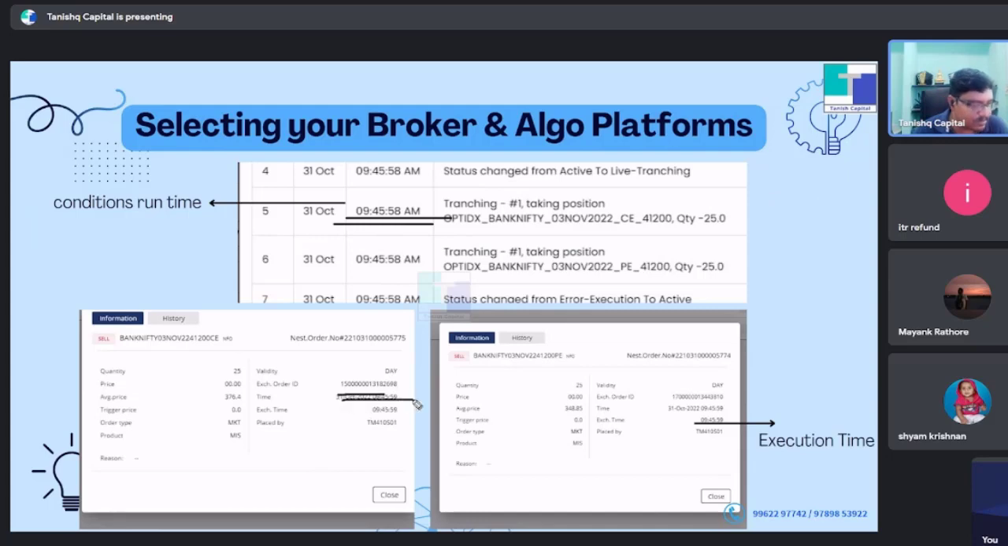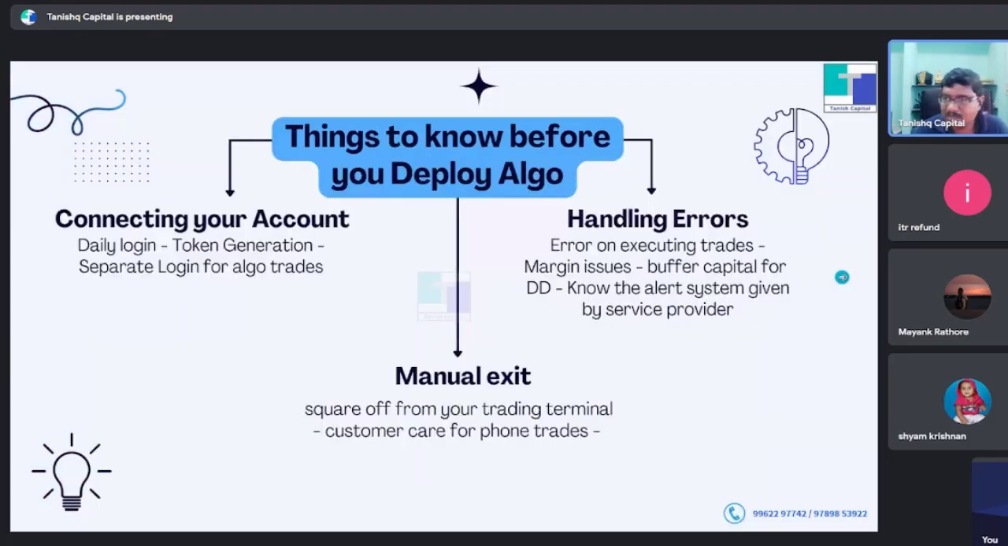If there is a delay, then please rethink your choice of that broker, because any day something can happen. Then you may be losing in terms of slippages alone. The closer, the better. So select your broker and algo platform based on this condition also, not only the backtest.